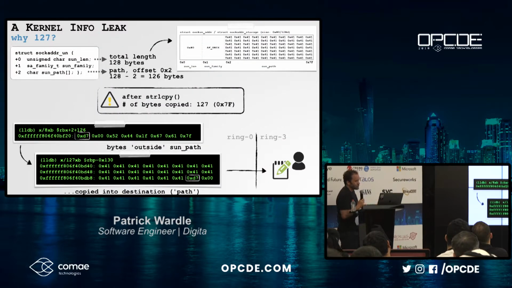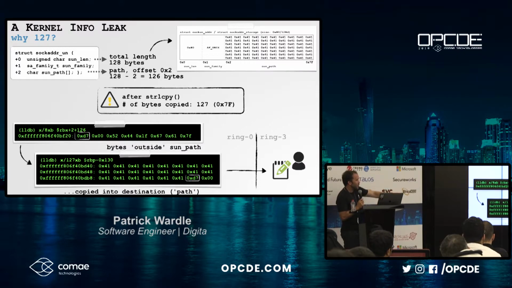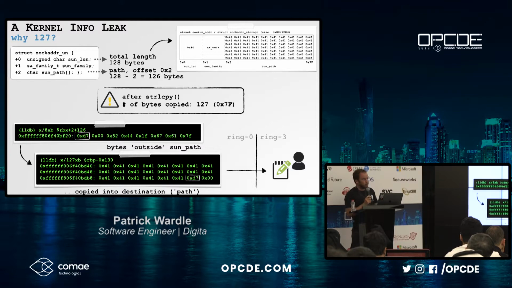So why 127? Recall we're copying from a sockaddr_un structure, and we've set its size to 128. Now the path starts at offset 2, which means the maximum path length is 126. In memory, if we dump the path that we're about to audit, we can see that right after it there's a random D7 and then a random 00. So what happens is the code has gone through and copied to the end of the path.